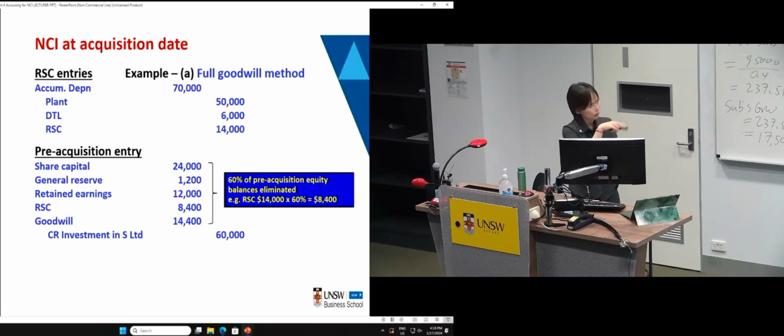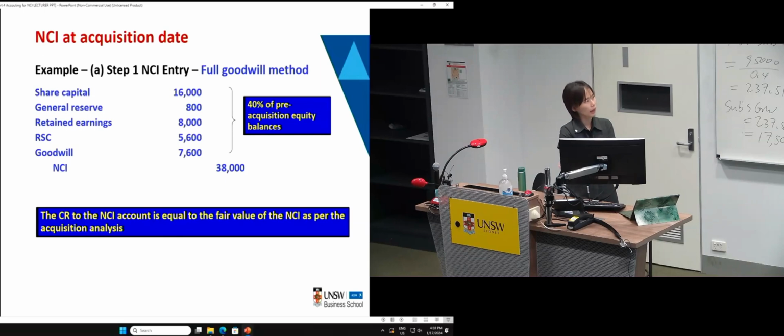Up to here, nothing new. It's all based on previous topics' knowledge. Now let's move to look at NCI step 1. In the step 1 NCI entries, you need to allocate the subsidiary's pre-acquisition equity balances, including share capital, general reserve, retained earnings, and RSA, multiplied by 40%, and we allocate it to NCI. In addition, we should also recognize NCI's share of the goodwill. On the full goodwill method, you can see NCI receives a share of the subsidiary's goodwill. Then you get a total credit of NCI of 38,000.